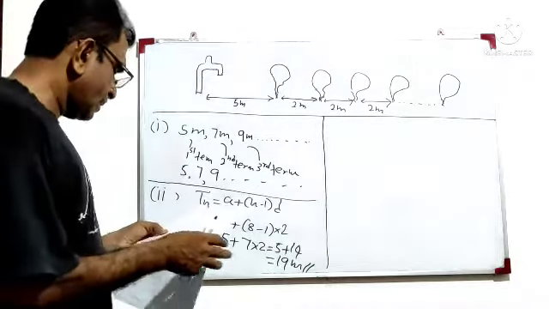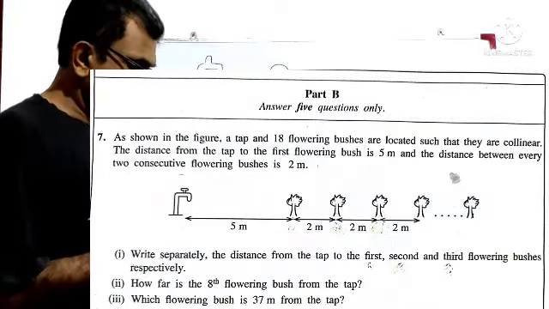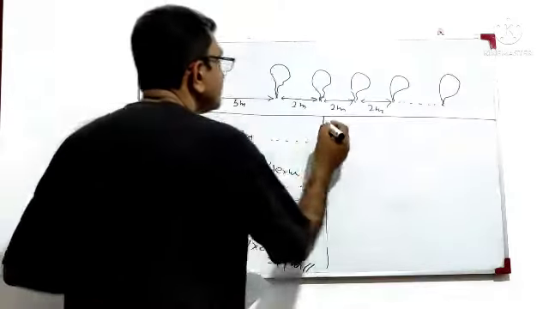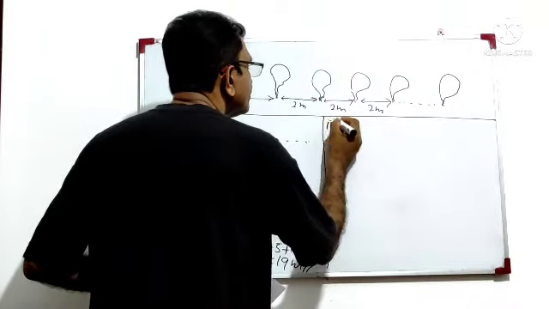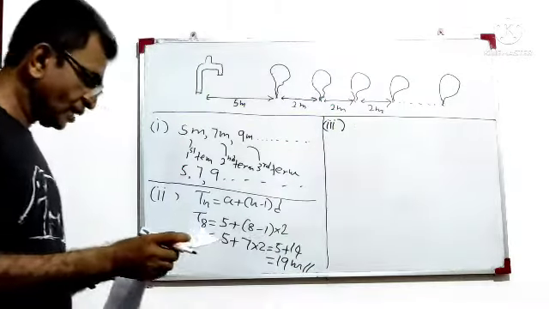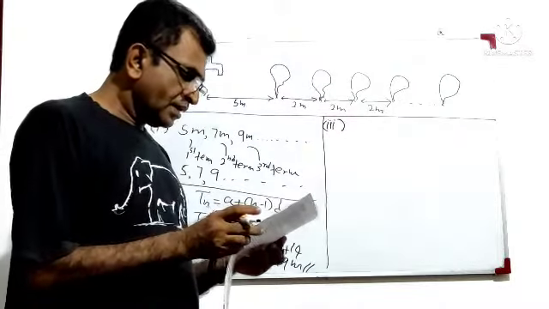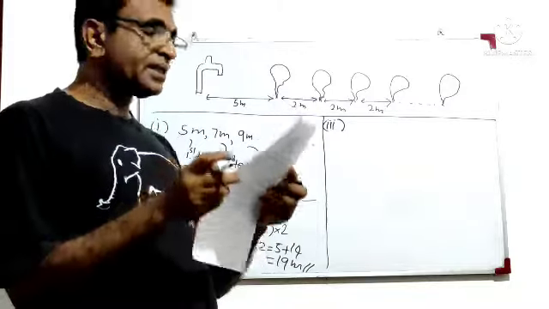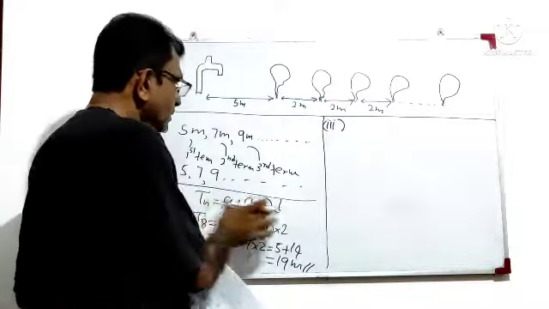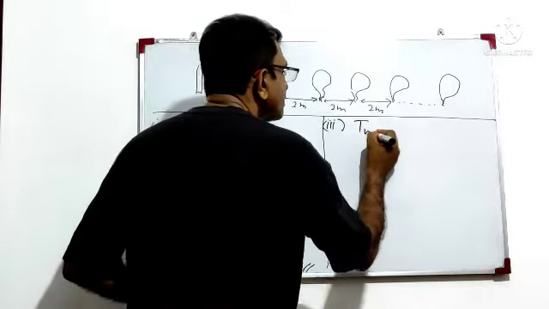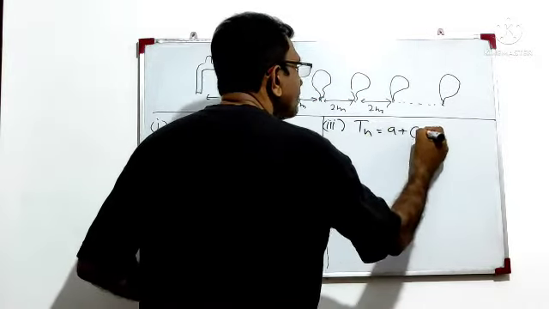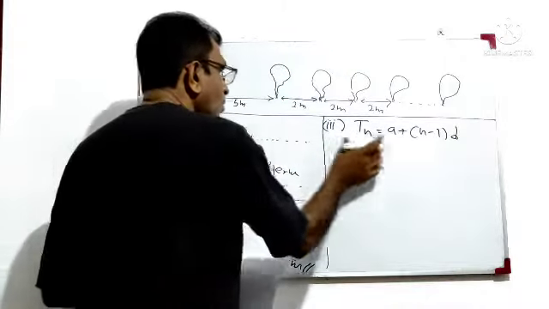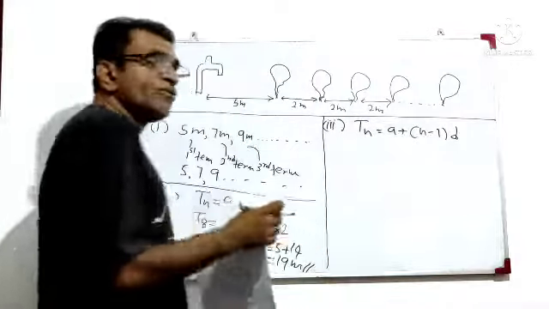What is the third question? Roman numeral 3. Which flowering bush is 37 meters from the tap? In other words, which term is 37 meters? Once again we have to write down this formula, Tn equals a plus n minus 1 times d. Then actually we don't know the n, we need to find n.